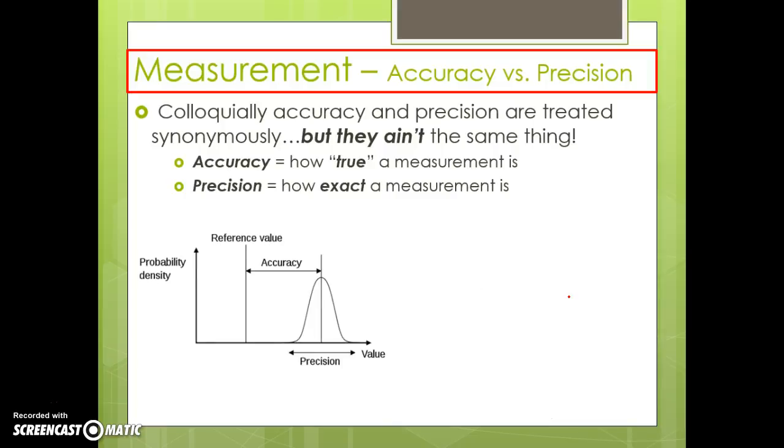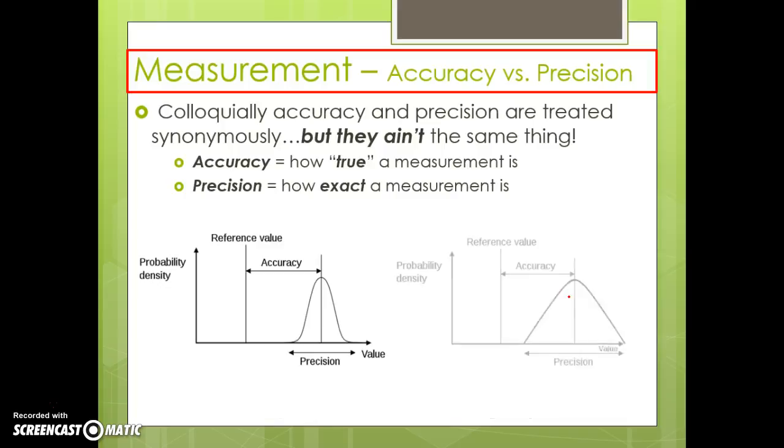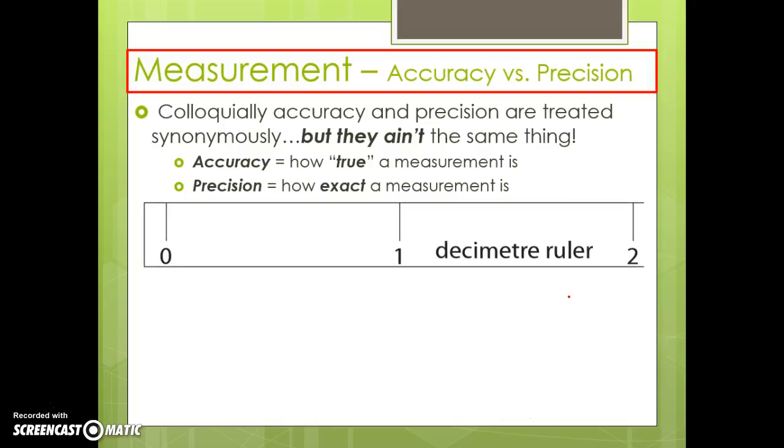This stuff about probability densities and reference values, we don't really need to know. It's just comparing the different types of precisions and accuracies again. So let's look at something else. This is where we start understanding sig digs.